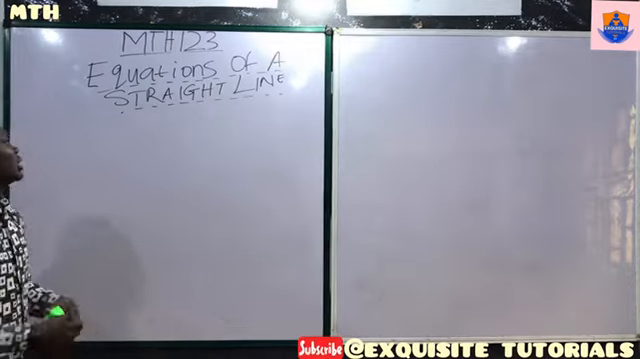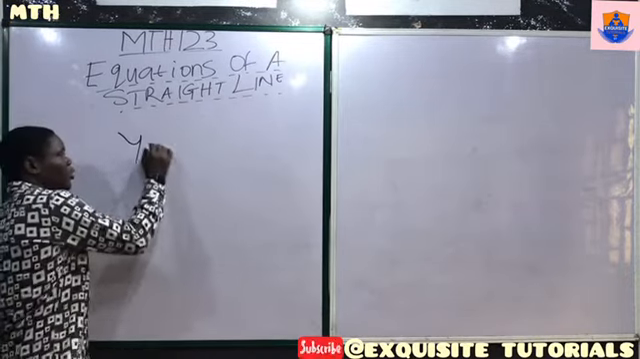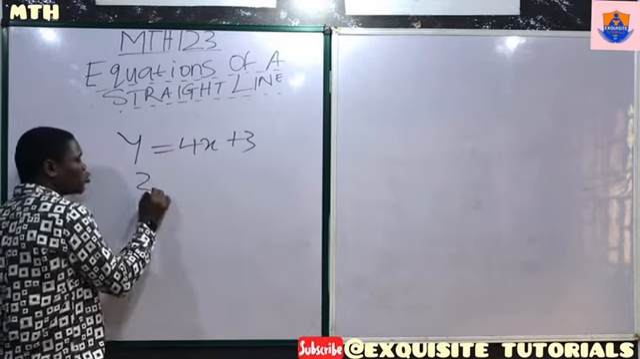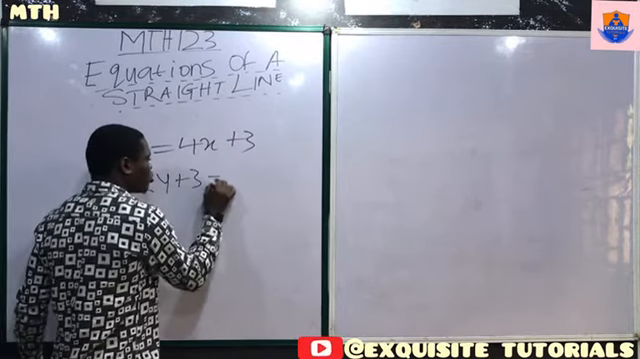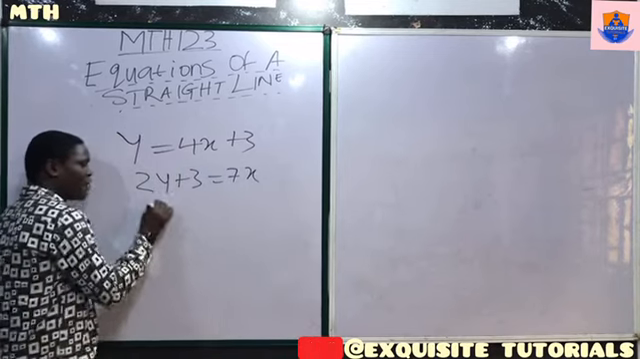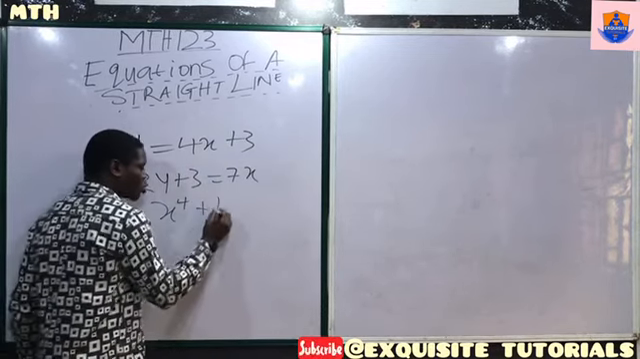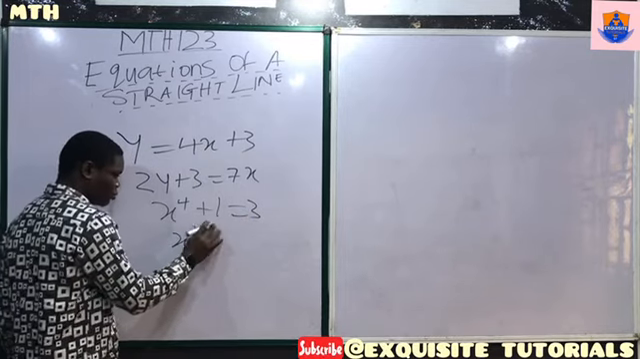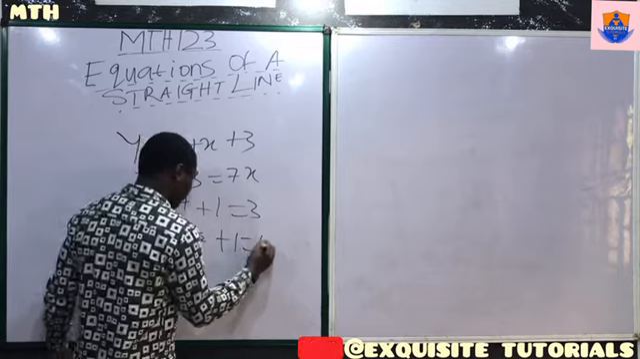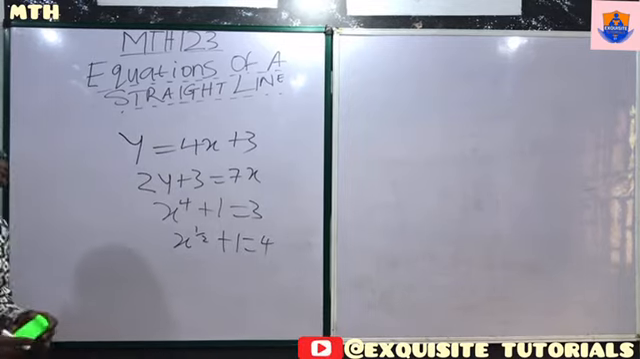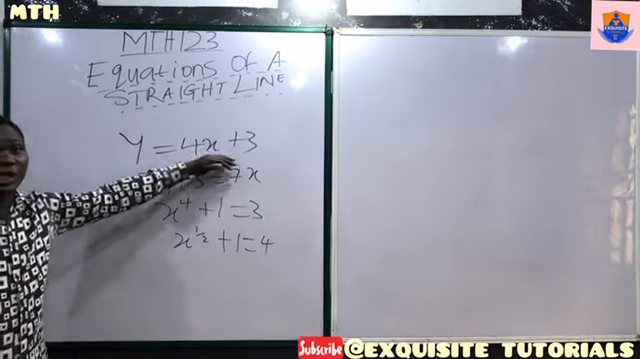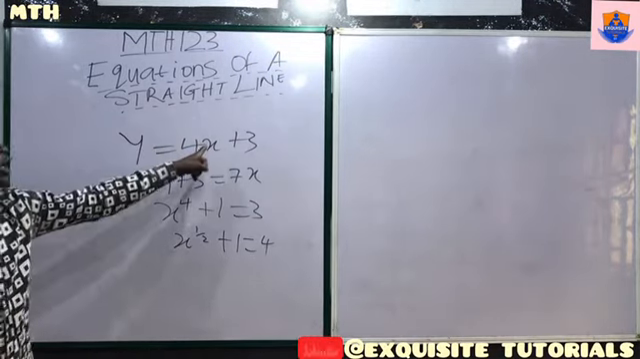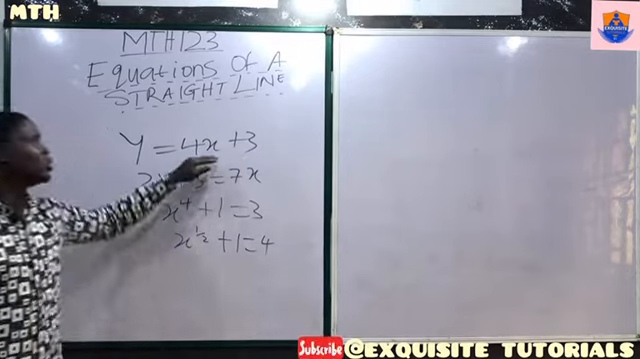1. Now, if we have y equals 4x plus 3, and we have 2y plus 3 equals 7x, and we have x raised to power 4 plus 1 equals 3, and we have x raised to power 1 over 2 plus 1 equals 4. Now, this is a straight line because the power of the unknown variable y is 1, and the power of the variable x is 1. So this is a straight line.